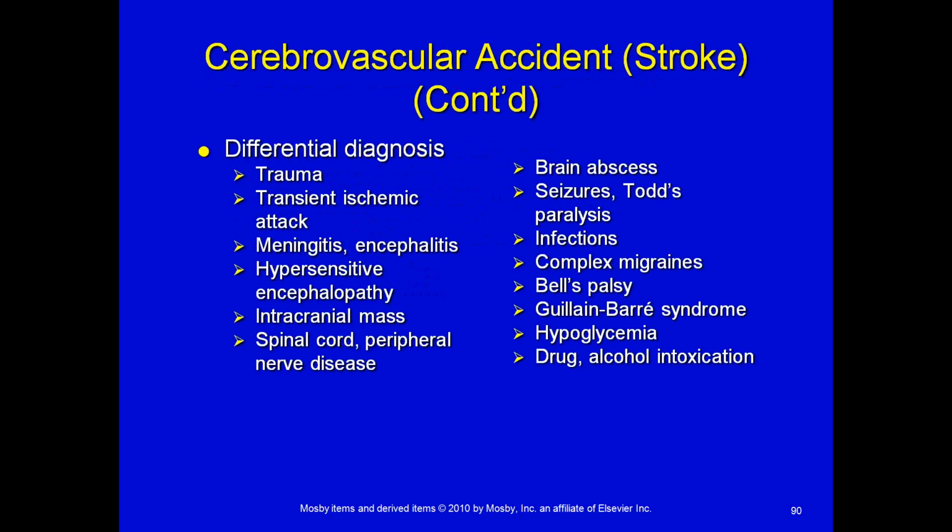Guillain-Barré syndrome is a neuromuscular wasting disease, so in the later stages of Guillain-Barré, it certainly can look like a stroke. Hypoglycemia, that's why we get a blood glucose on the FAST-G, and of course drug or alcohol intoxication.